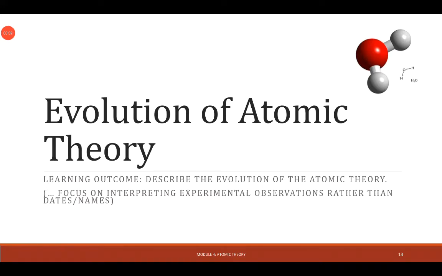In this video, we're going to be learning about how the atomic theory has evolved over time. The learning outcome here is to describe the evolution of the atomic theory. But rather than focusing on names and dates, I'd like you to focus on how experimental observations were made, what data was gathered from those observations, and more importantly, how those results were interpreted to allow for the atomic theory to be revised and refined further.